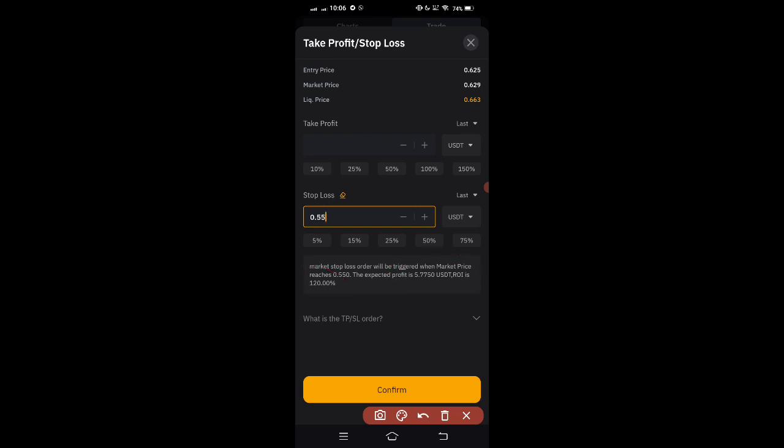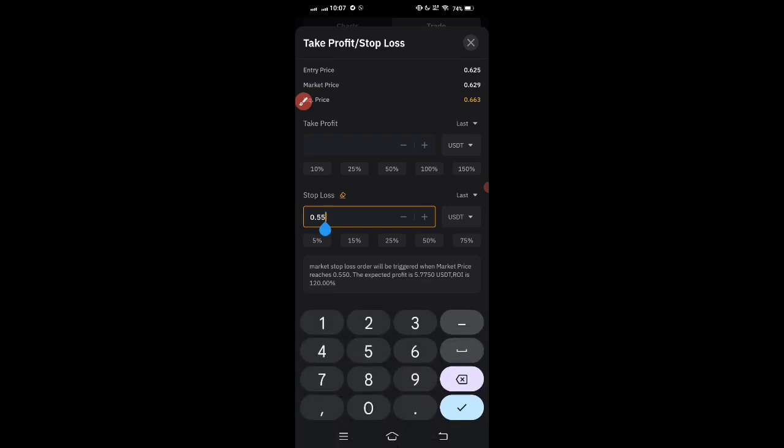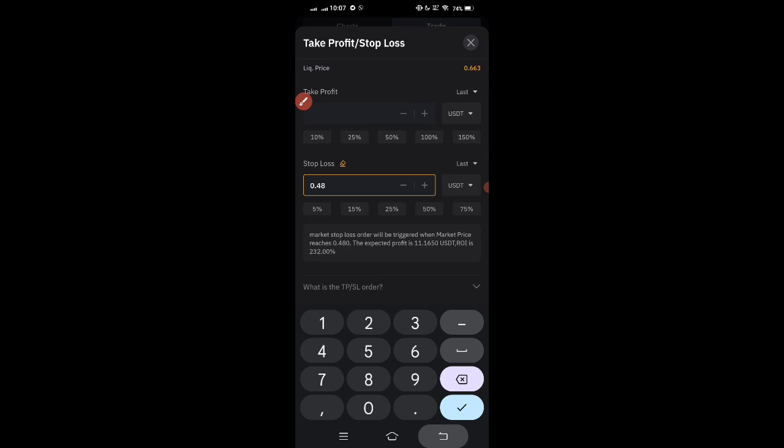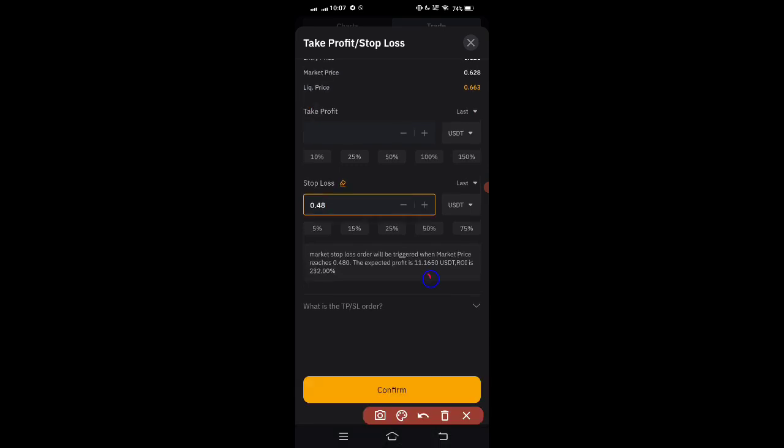this is how I'll be moving my stop loss closely till the last one was 0.3, right? And now I saw it at 0.45. I will quickly adjust my stop loss to 0.48. When I did that, just come here and see. Can you see? Now my profit has increased to $11. The percentage will be 230%.